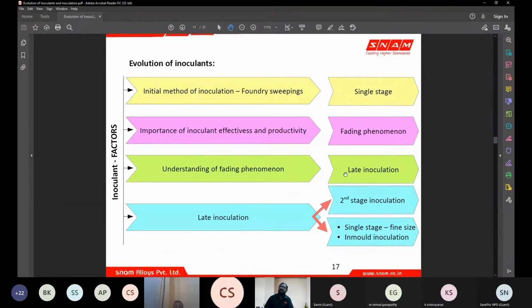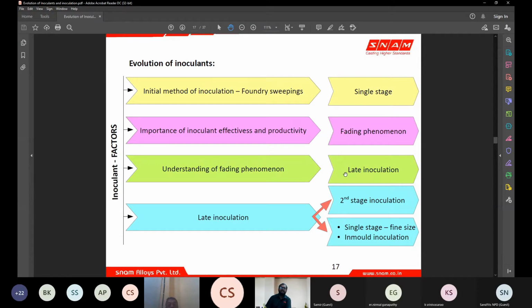There is another factor, or classification of factors, where the evolution of inoculants could have happened. The initial method of inoculation was foundry sweepings. So it was a single stage inoculant. We call it a single stage inoculant.